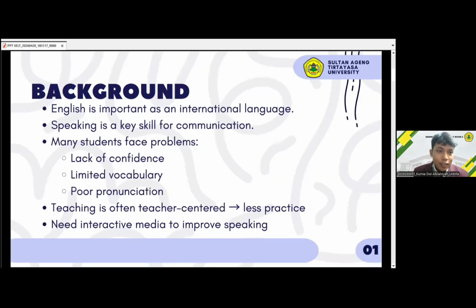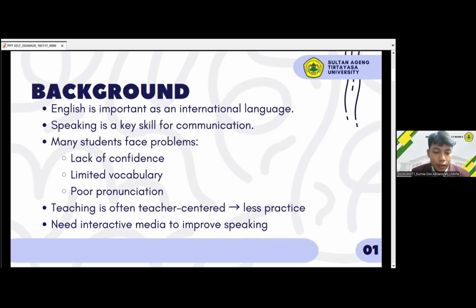So, next is the background. English is an important international language used in education, business, science, and technology. In learning English, there are four skills: listening, speaking, reading, and writing. Among the skills, speaking is especially important because it allows students to communicate ideas, opinions, and feelings directly.